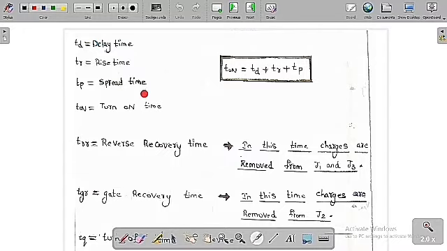So therefore T1 is the summation of TD plus TR plus TP. TD means delay time, TR means rise time, and TP means spread time. So T1 is called the turn on time. So turn on time is the summation of delay time plus rise time plus spread time.